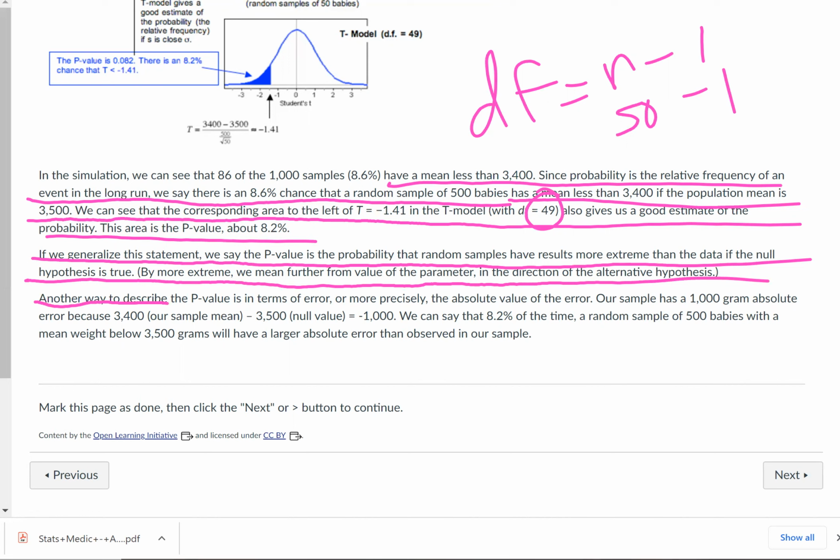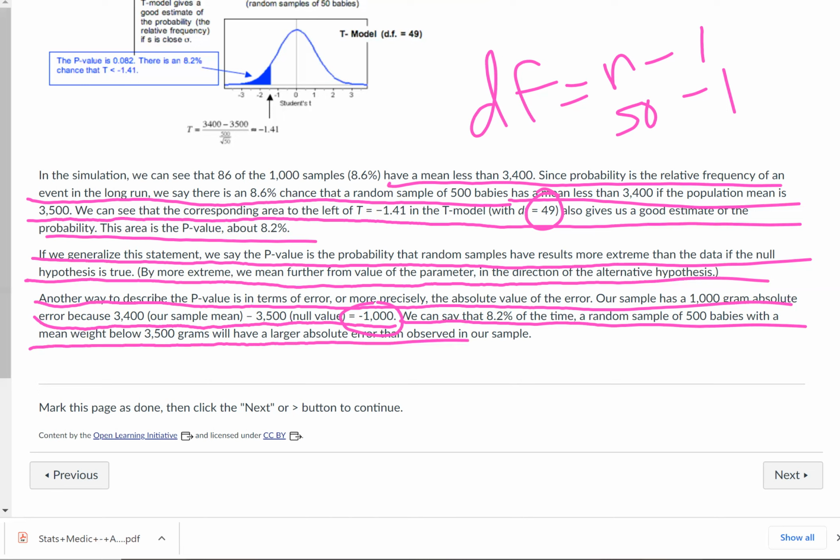Another way to describe the p-value is in terms of error, or more precisely, the absolute value of the error. Our sample has a 100 gram absolute error because 3,400, our sample mean, minus 3,500, the null value, is negative 100. We'll just take the negative away. If it's positive, good, we'll leave it positive. If it's negative, just get the negative out of here because we're just going to say 100 in some direction. We can say that 8.2% of the time, a random sample of 50 babies with a mean birth weight below 3,500 grams will have a larger absolute value than the observed sample.